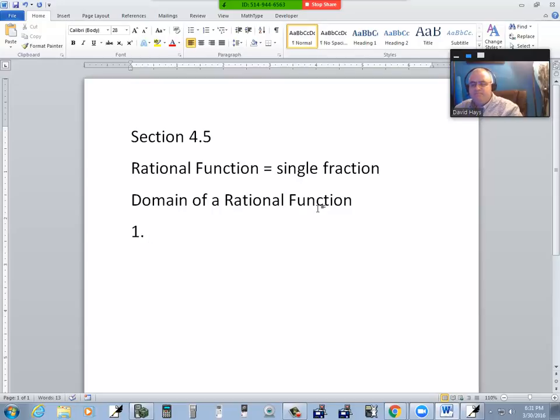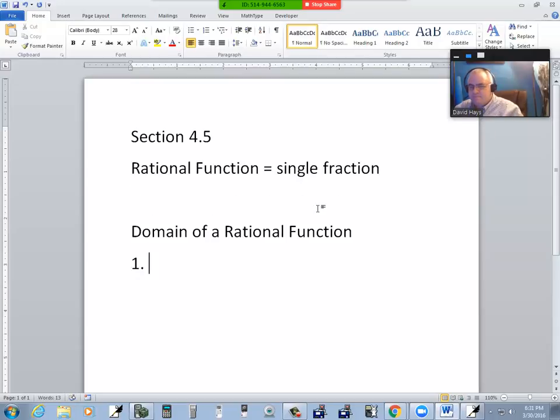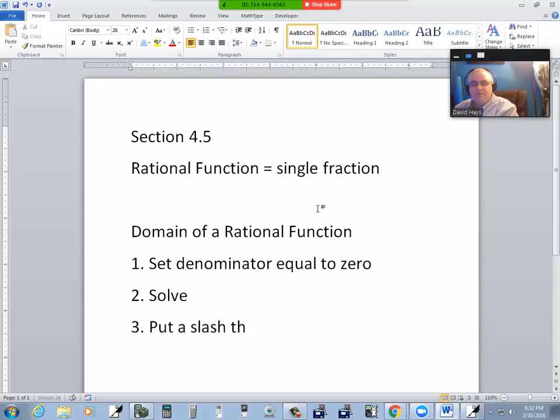Step 1, you set the denominator equal to 0. Step 2, you solve. And then step 3, you put a slash through the equals.